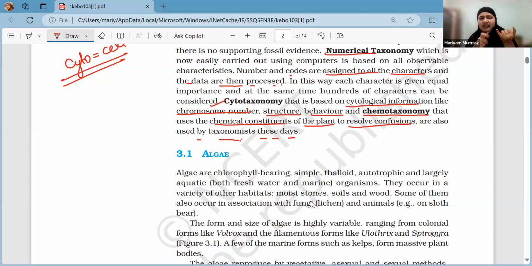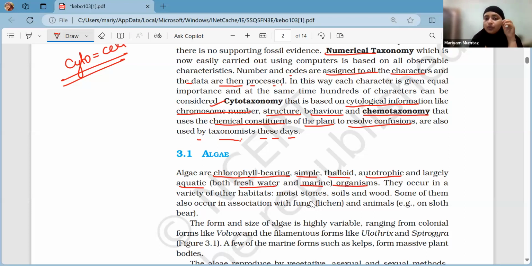So algae, you can see that clearly, it's beautifully green, but you cannot make out whether there is a leaf or a stem, nothing. That's not there. It is a thallus-like structure, a pressed thallus-like structure. Now, talking about algae, so algae are chlorophyll-bearing, simple, thalloid, autotrophic, and largely aquatic, both freshwater and marine organisms. Okay, mostly it is aquatic.